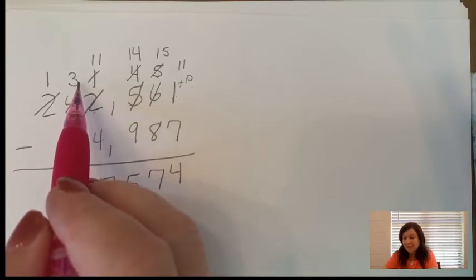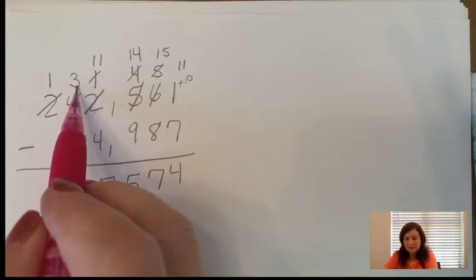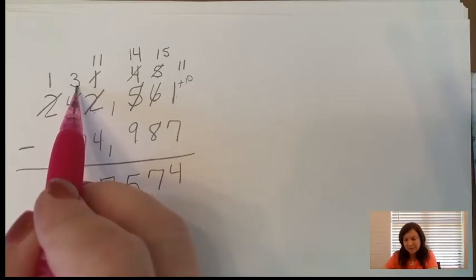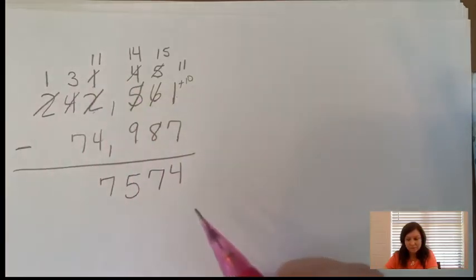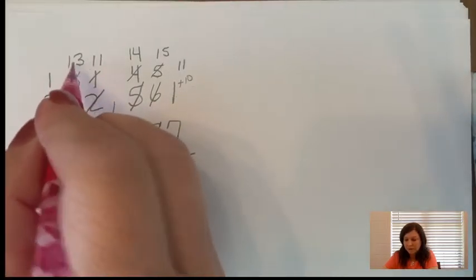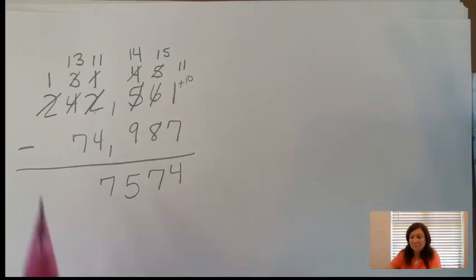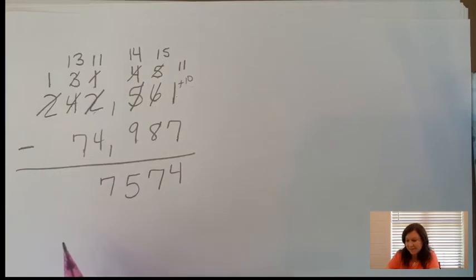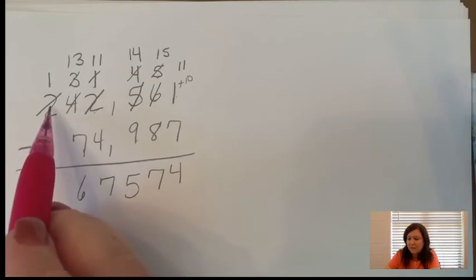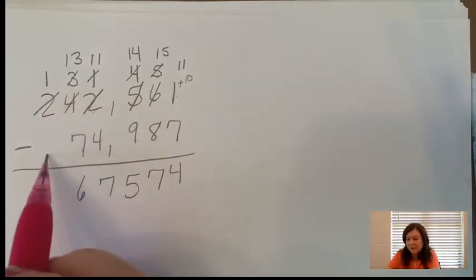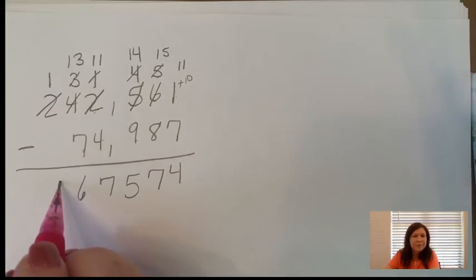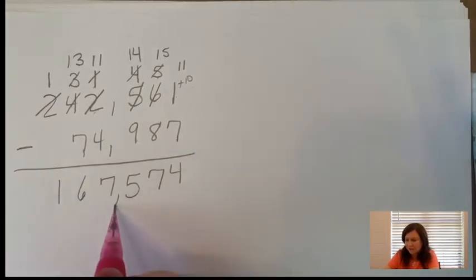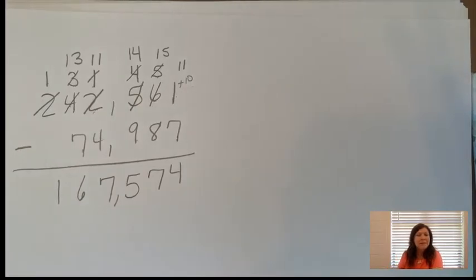So let's add that 10 10,000s to our 3 that we already had 10,000. So that would equal 13 10,000s minus 7 10,000s. Can we do that? Yes, and that equals 6. And now we have 100,000s minus 0, which would equal 1. That's correct. So now our final answer is 167,574.